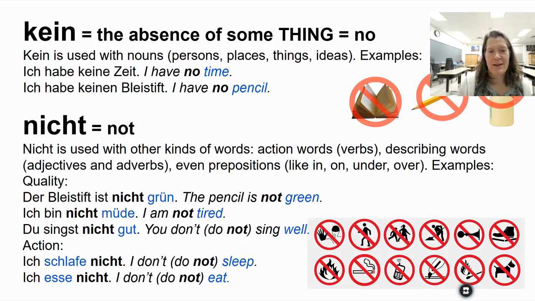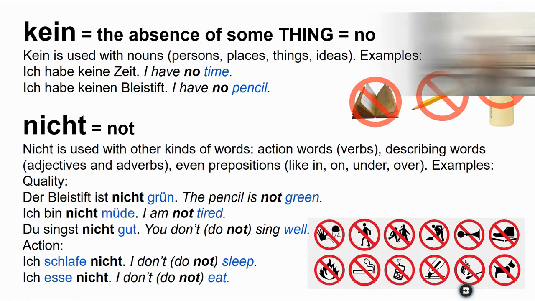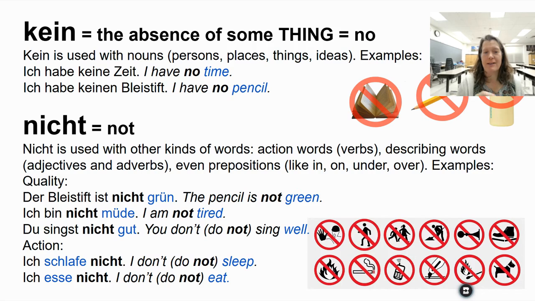All right. Now, nicht is used with other kinds of words, like action words, like I'm not running. No, teacher, I'm not running down the hall. All right, describing words. This pencil is not red. Okay, this water bottle is not pink. Okay, do you get what I'm saying? All right, let's look at these examples. Okay, the pencil is not green. Der Bleistift ist nicht grün.